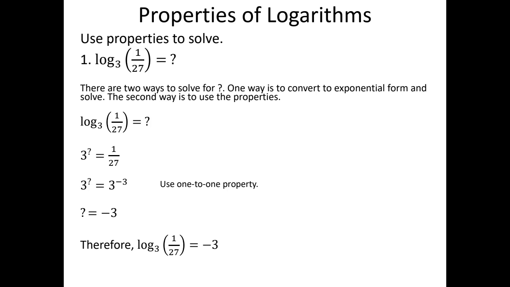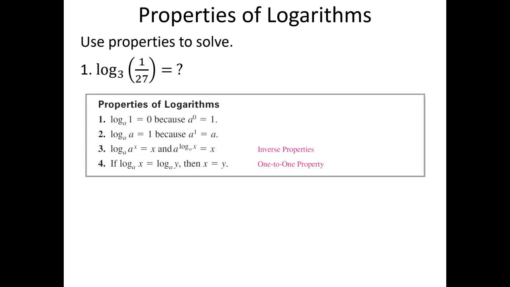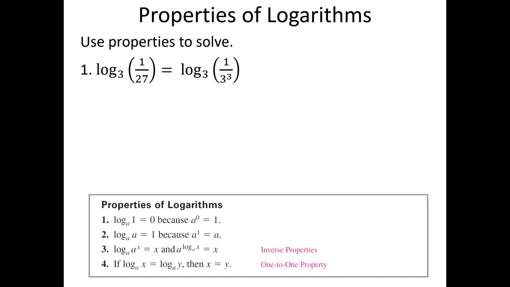Yes? And again, there's several ways of solving this. There's not just one way. We have 4 rules. We can use any of those rules to solve these problems. Okay? Just keep that in mind. All right, so again, these are my properties. And the property that I used again was my one-to-one property.